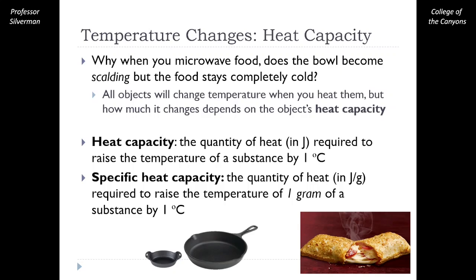Let's start by introducing this idea of heat capacity. Different objects and different materials will change temperature at different rates with different amounts of energy added. Think about it. If you put something into the microwave, maybe you put your Hot Pocket into the microwave. When it comes out, is everything perfectly uniformly heated? Well, probably not. Maybe parts of it are ice cold and parts of it are scalding hot. That's because different materials have different heat capacities.